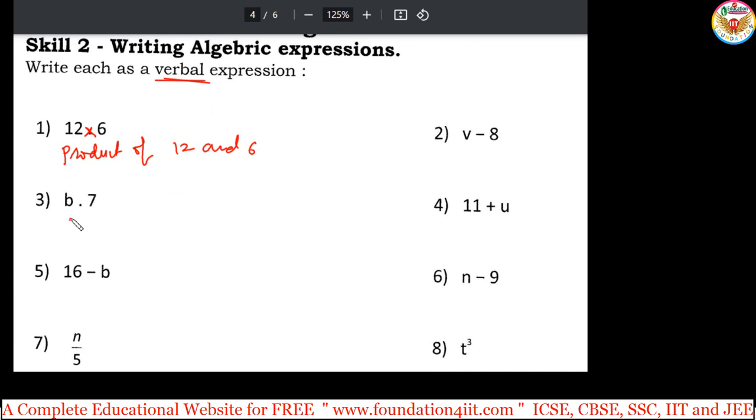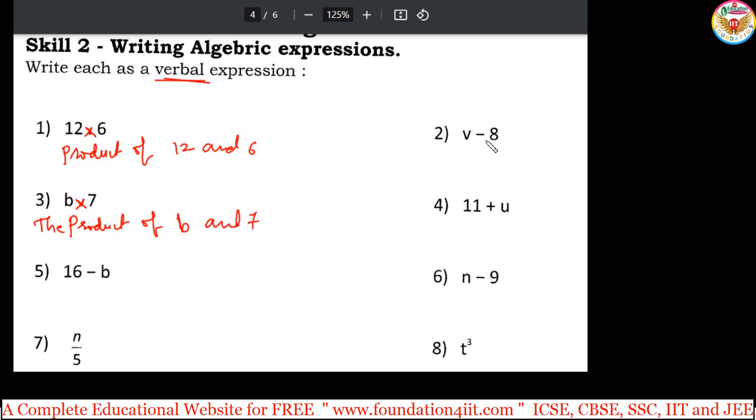B into 7. So this is the product of B and 7. So for the multiplication symbol, you can use the word product, remember. Next, for the minus symbol, you can use difference: the difference of V and 8.